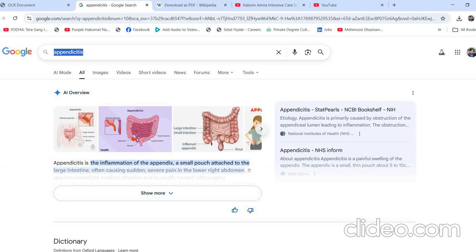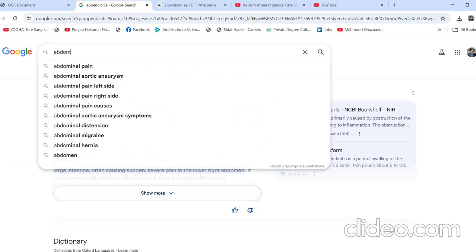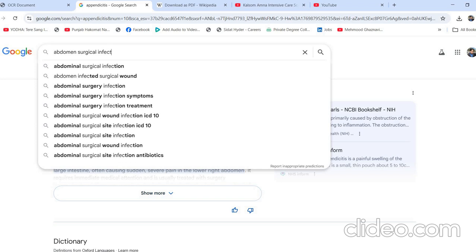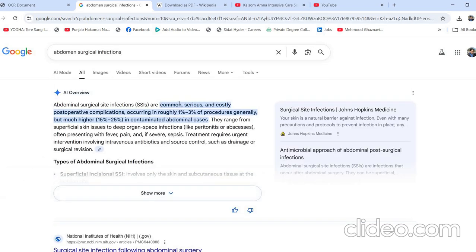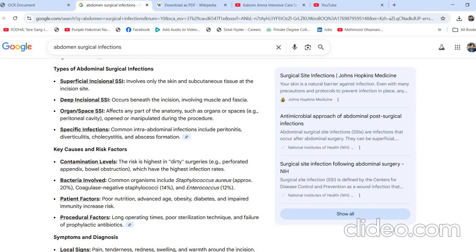Abdomen surgical infections. Abdomen surgical infections include these types: superficial incision, which involves only skin and the subcutaneous tissues at the incision site; deep incision; and organ space incision, in which the organ and space are accessed.